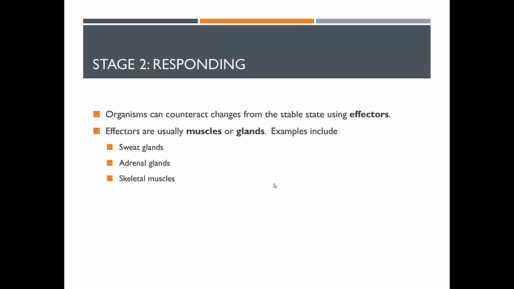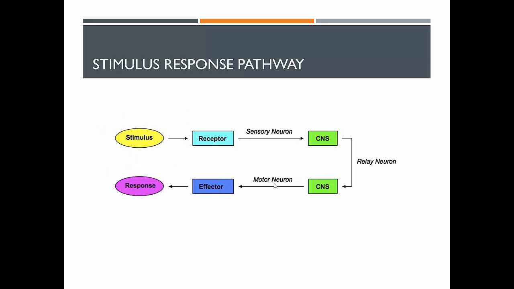Organisms can counteract the changes from the stable state using effectors. So this is our second stage, which is responding. Effectors are usually muscles or glands, and examples include our sweat glands. If it gets too hot, we can cool down using sweat. If it gets too cold, we need to shiver. We can use our skeletal muscles. So these are effectors. These are things that enable a response.